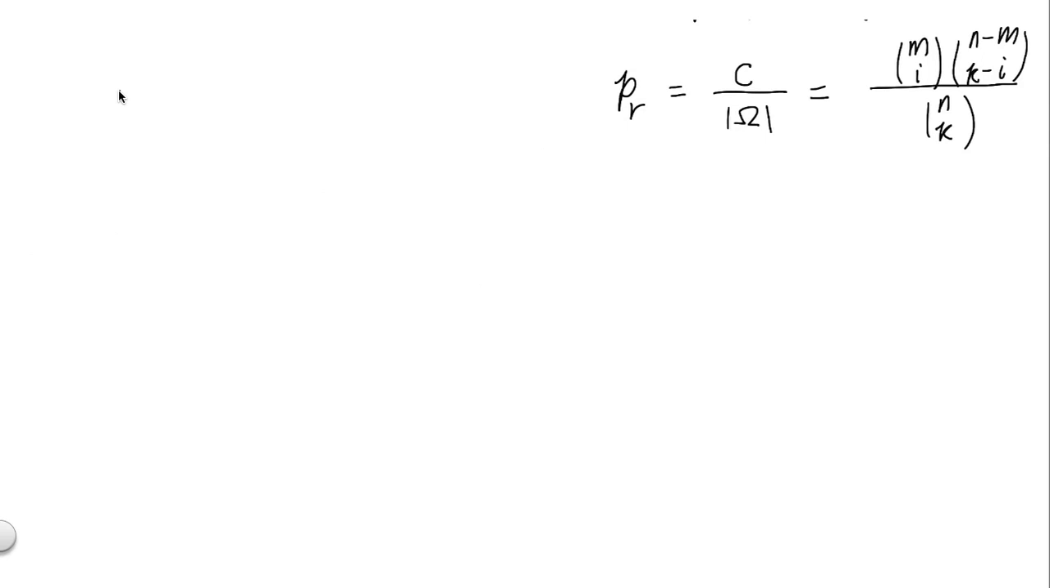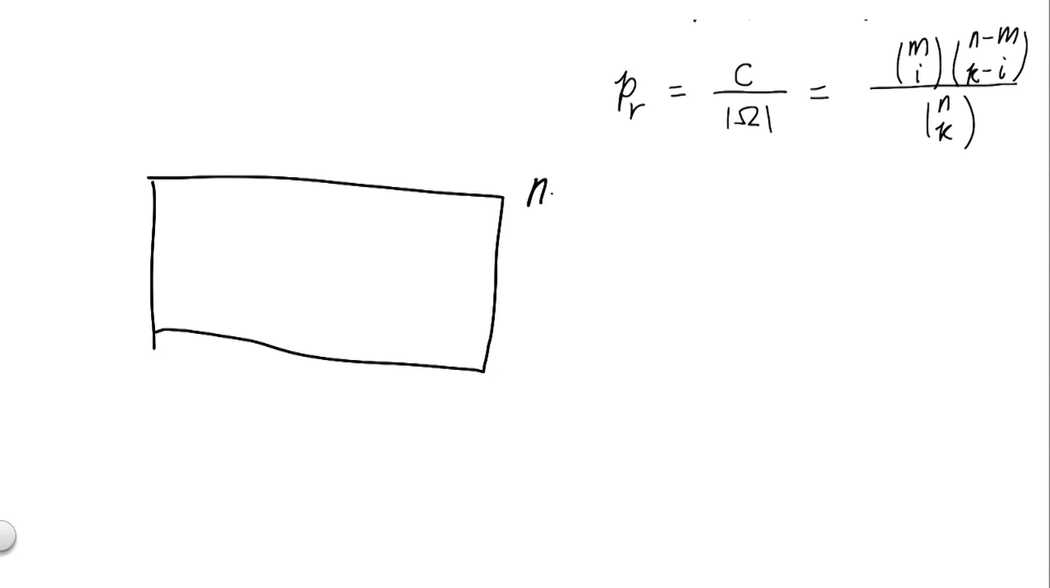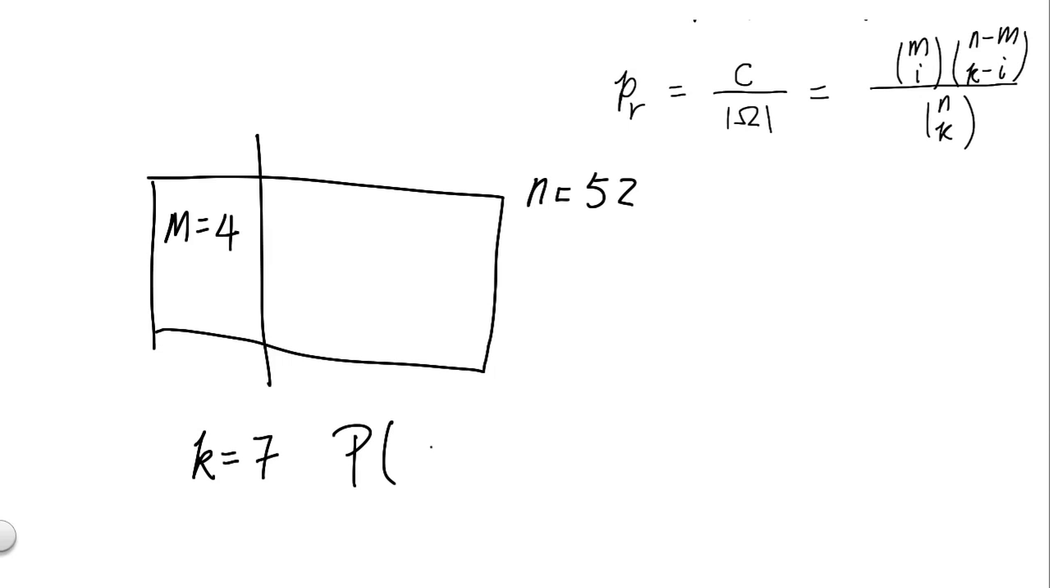Now let's look at a numerical example of this problem. Here, let's say we have a deck of 52 cards. Again, we draw a box with n equals 52, out of which we know that there are 4 aces. So we'll call these the left side of the box, where we have m equals 4 aces. Now, if we were to draw 7 cards, call it k equal to 7, we'd like to know what is the probability that out of the 7 cards we have 3 aces.